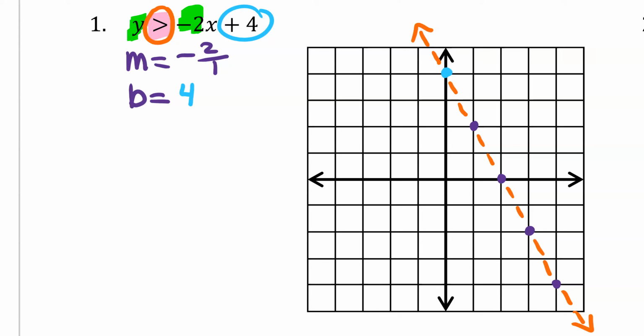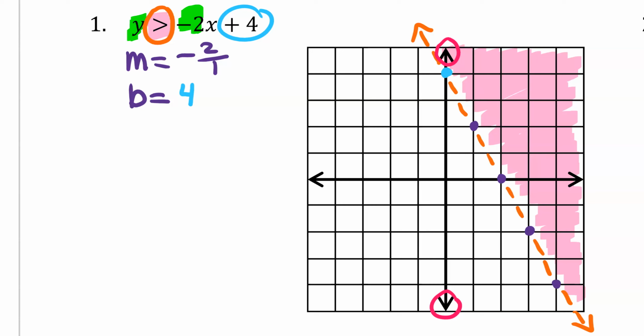Now, my inequality is greater than. Greater than means that I'm going to shade above where the big Y's are. These are the big Y's, these are the small Y's. The big Y's are up here, so I'm going to shade right here. See, isn't this fun? You get to use a color with your highlighter.